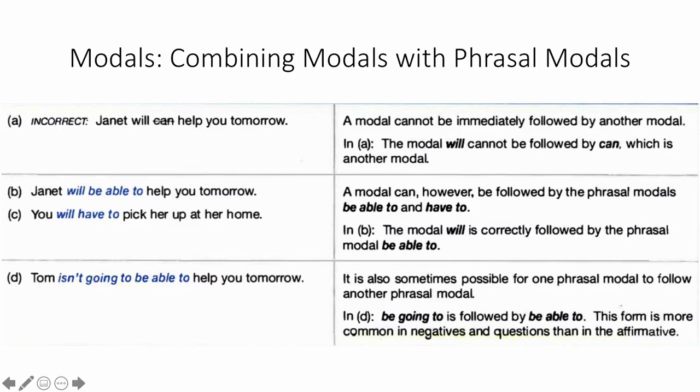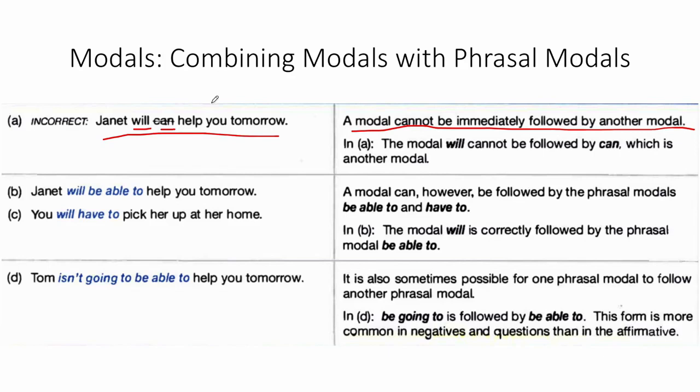For example, if you say "Jane will can help you," here you have will followed by another modal, which is can. So here you have two modals in a row. This is not correct. It's not possible to do. So a common rule is that a modal cannot be immediately followed by another modal. So you can never say, for example, "you should must" or "you ought to have to." Never ever.